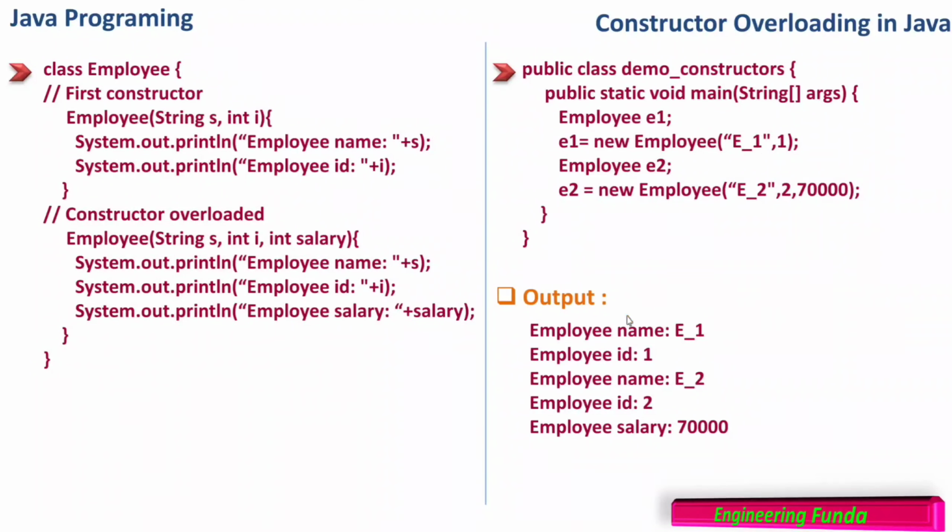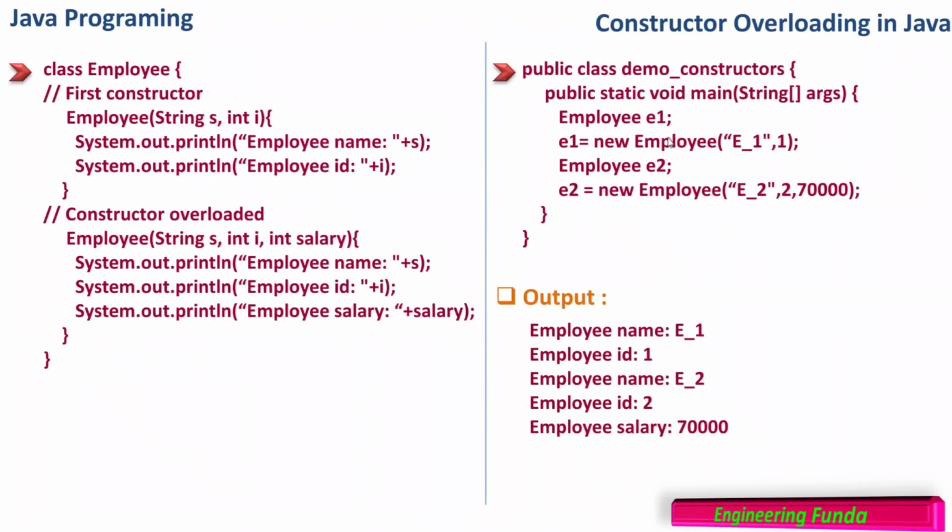Yes. In the first case, it is printing employee name E1, that is s, and employee ID is 1, which is passed using this constructor, so i is 1. So these two lines are printed. Then the second employee constructor gets called. Here it is E2, so employee name is E_2. Then employee ID is 2, which we get from here, and salary is 70,000.